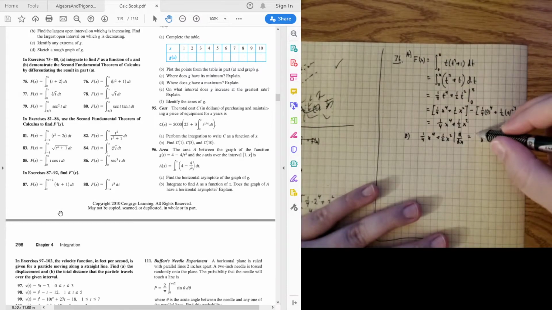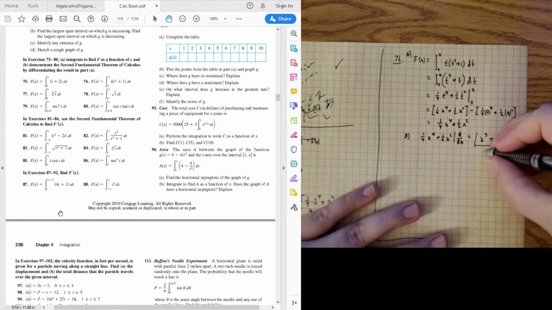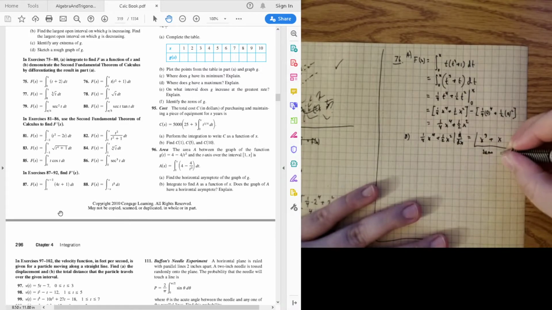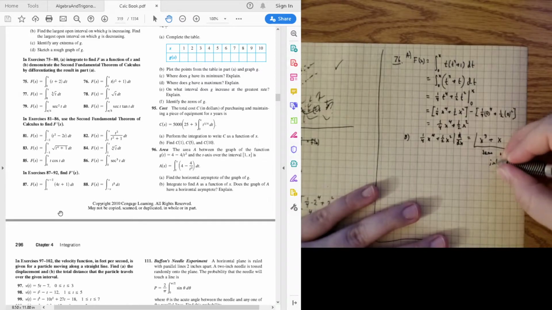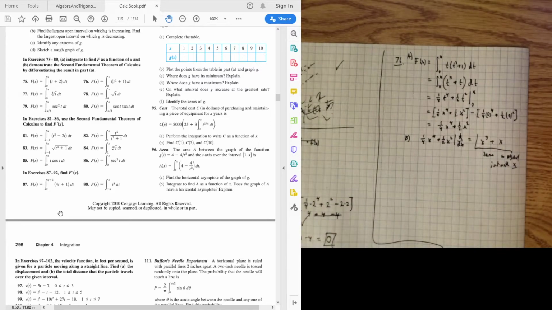You'll notice that this is the exact same as the original, just with x. And that was the whole point. That's the second fundamental theorem of calculus: if I differentiate an integral, they essentially cancel each other out. But you can do it by creating a new variable, which is pretty cool. Okay. For 81 through 85, let's go ahead and take a look at those.